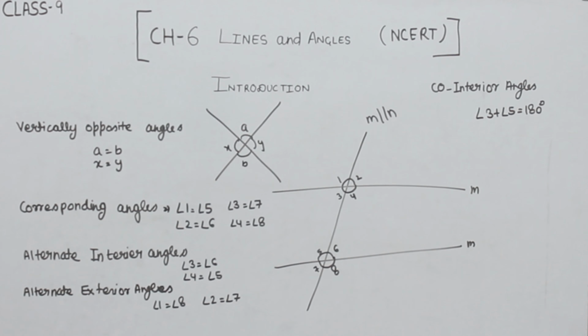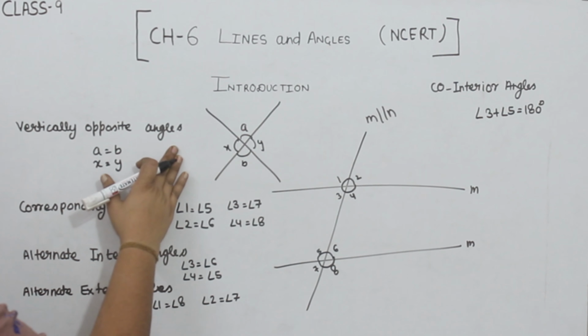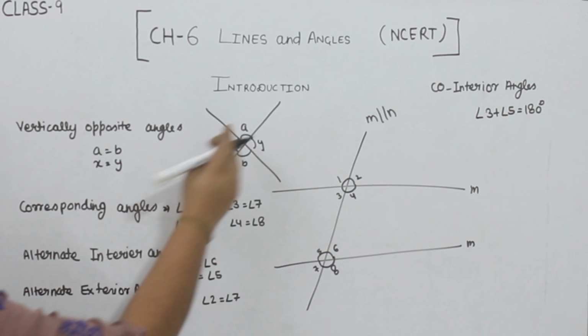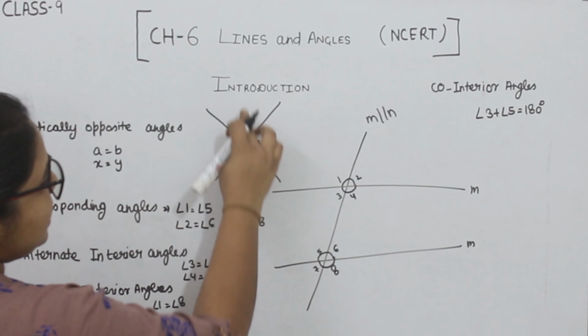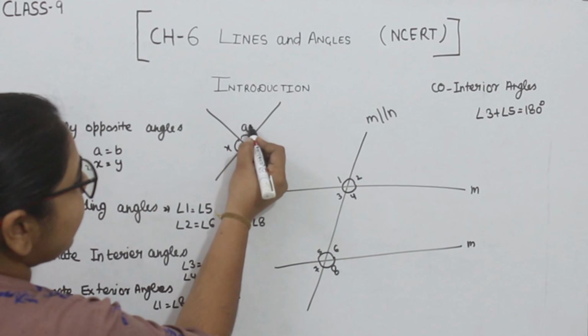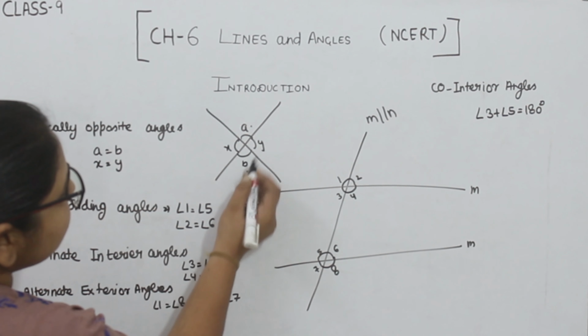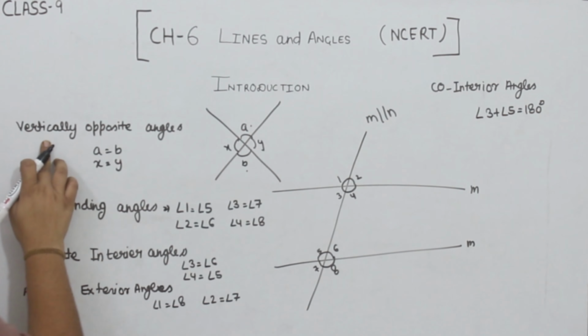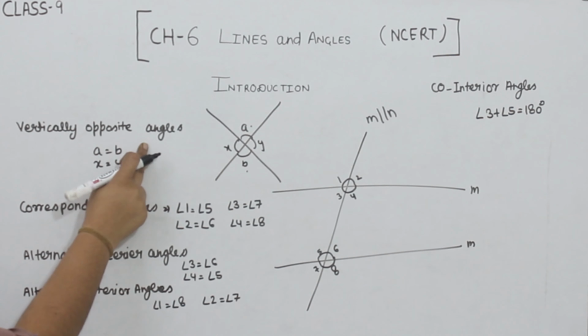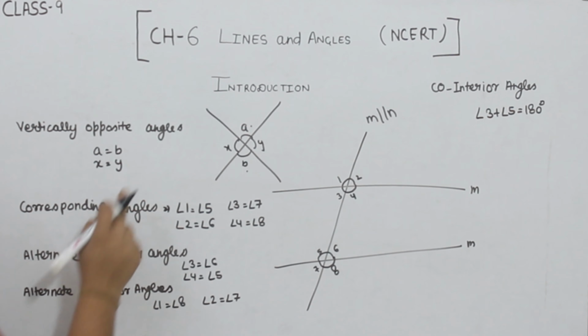Now comes the next one, that is called vertically opposite angles. Vertically opposite angles are angles that are facing each other. For example, angle A is facing angle B, so both of them are vertically opposite angles. So A is equal to B and X is equal to Y.